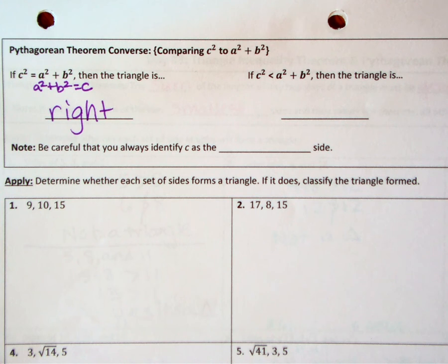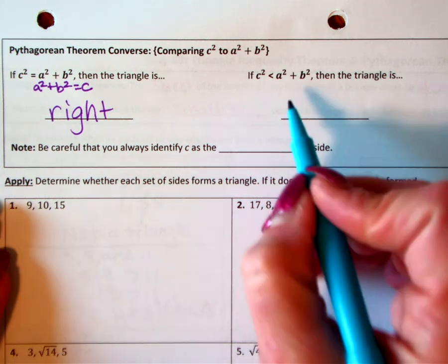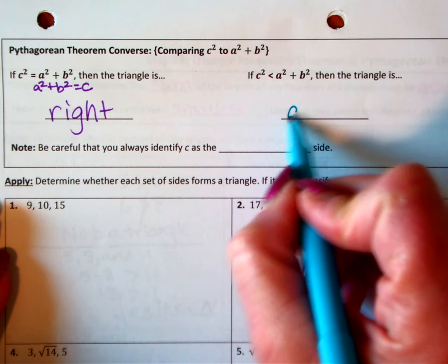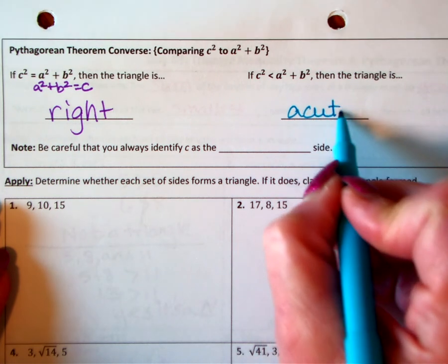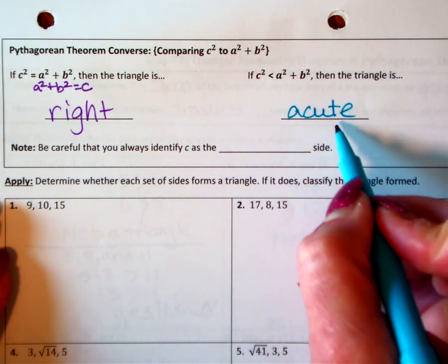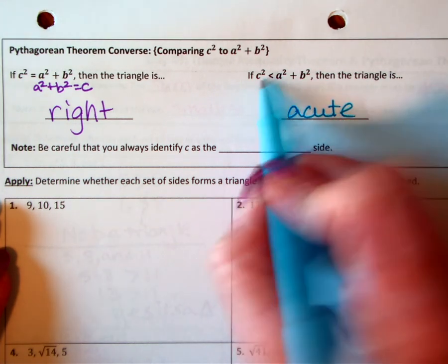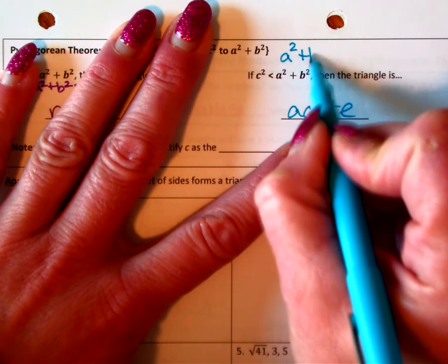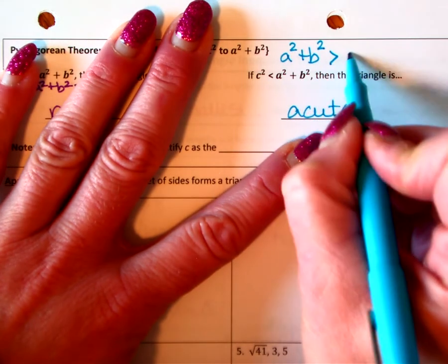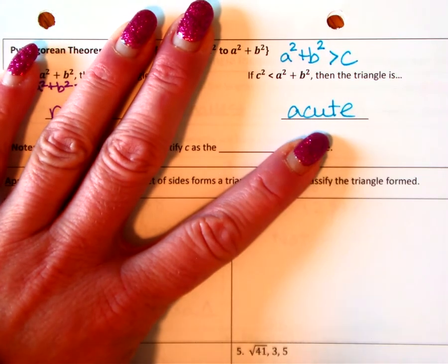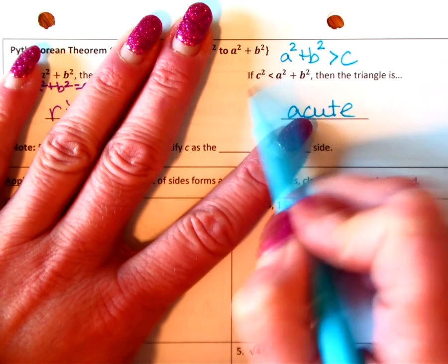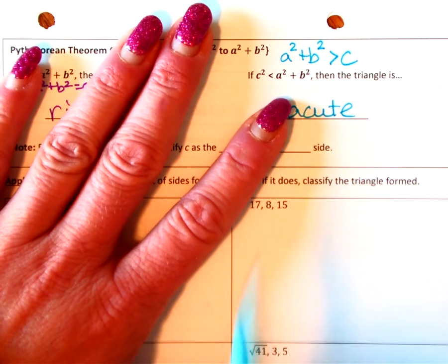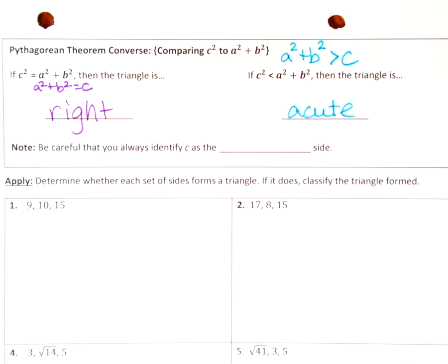If c squared is less than a squared plus b squared, then the triangle is going to be acute. Okay, so remember acute's less than 90 degrees. So again, I like a squared and b squared to be on the left, so I can flip the entire inequality, and these would be the same thing. So it's a matter of personal preference, how you like to look at it.